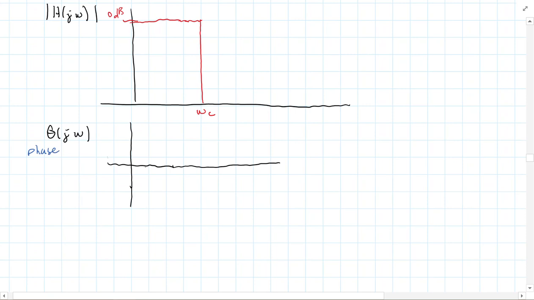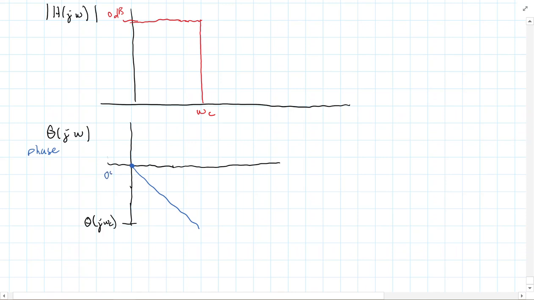And the phase for this one is going to start at 0 degrees and go down. And then what we'd say is here it's going to go down to some theta at j omega c. So it starts at 0 degrees.